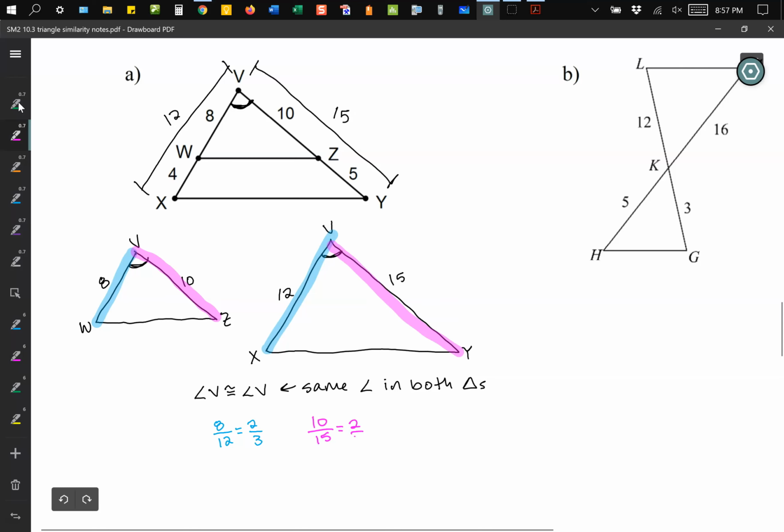That gives me 2/3. So since both fractions simplify to the same thing, and the angle between the two sides is the same, I have side angle side. So I can go ahead and name the triangles. Triangle WVZ is similar to triangle XVY by side angle side.